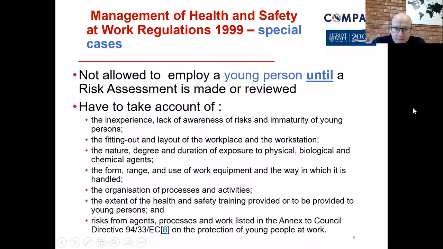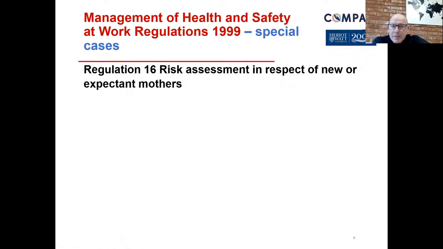Regulation 16, risk assessment in terms of new mothers and expectant mothers. Now, I just want to pause there. It's important that you decipher the two. It's not just the fact that you do a risk assessment three times for a pregnant female, at the beginning of trimester one, trimester two, and then trimester three. It's not just that. It's also that that particular mother wants to continue after having the baby and returning back after maternity to actually breastfeed, for example. And therefore, what facilities do you have available to encourage the privacy of somebody to be able to do breastfeeding?